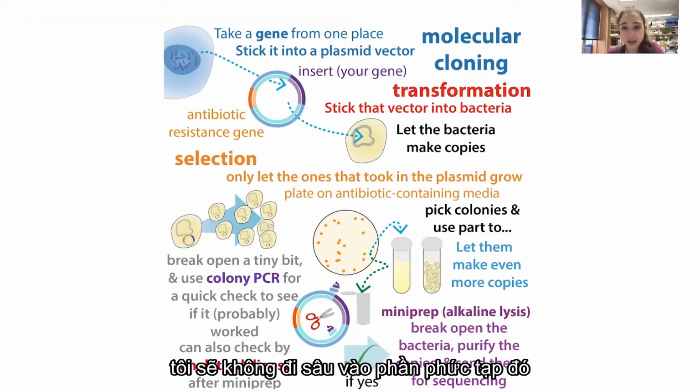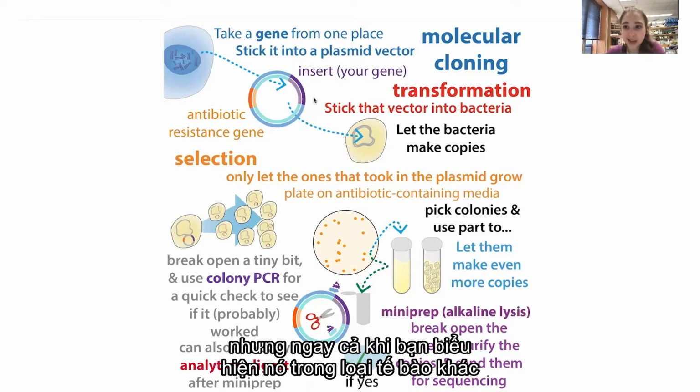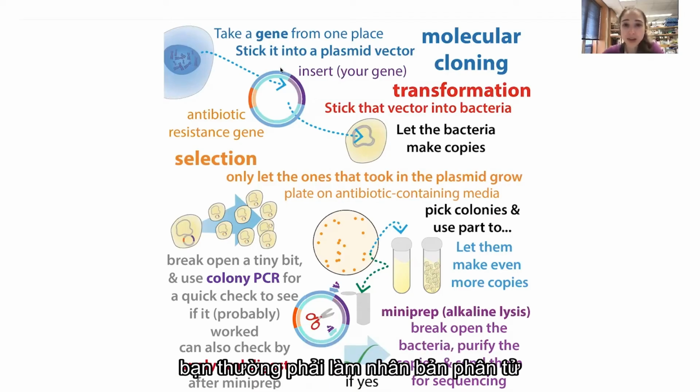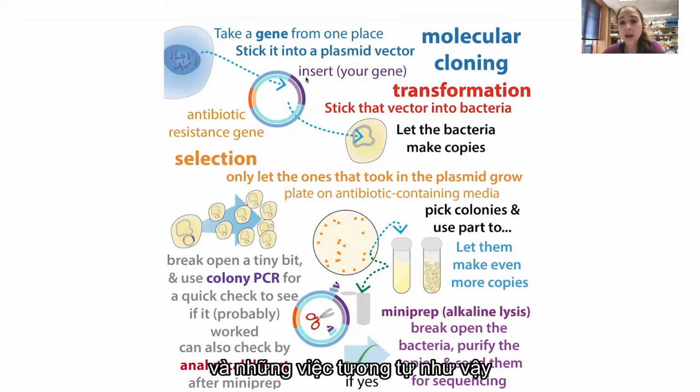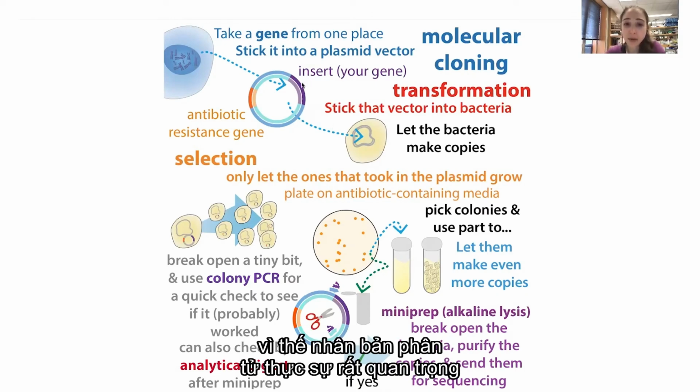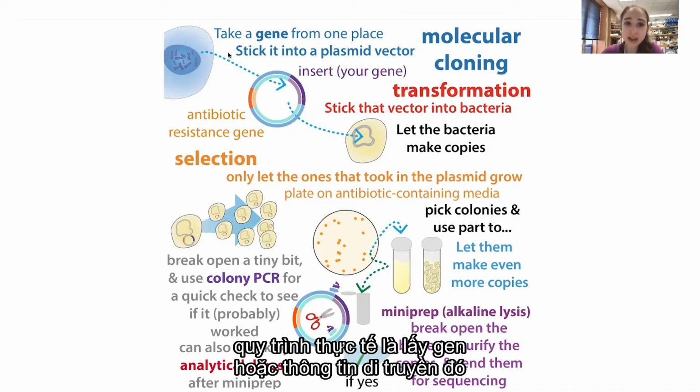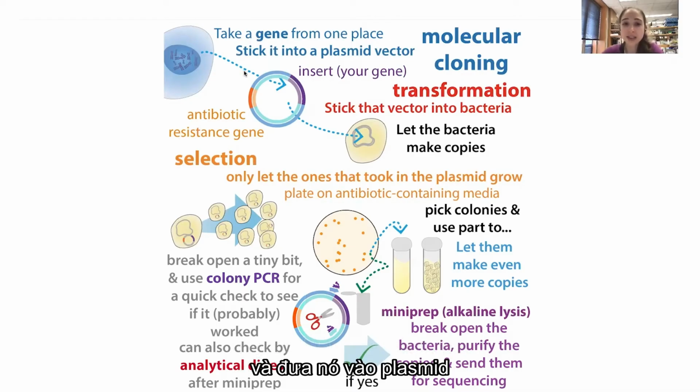So I'm not going to go into that complicated stuff. But even if you end up expressing it in a different cell type, you often have to do molecular cloning and get bacteria to make lots of copies of your sequences and that sort of thing. And so molecular cloning is really important: the actual process of taking that gene or that genetic information and sticking it into a plasmid, and then making sure that it actually worked.